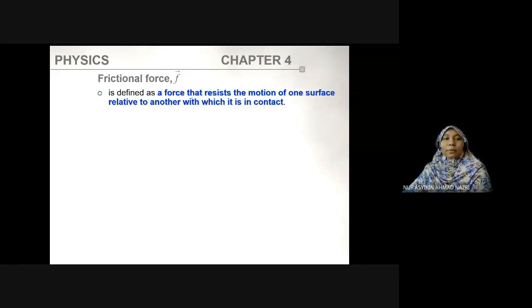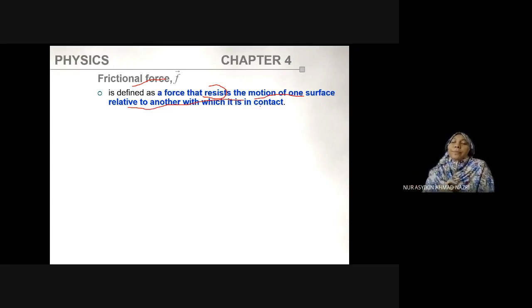Okay, force that resists. Okay, frictional force. So apa frictional force ni? Sebenarnya kita perlukan frictional force ni ya. Memanglah dia is kind of resist the motion of one surface relative to another, okay, it is in contact. Cuma okay, kejap kelas.